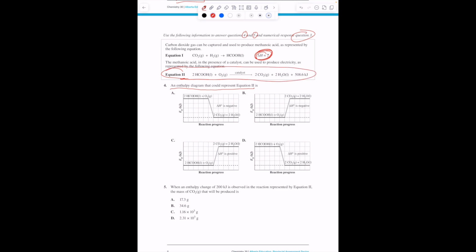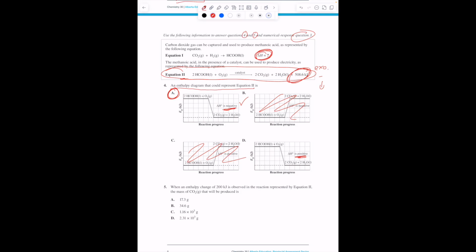First thing I got to look at is I see that this is negative, like it's exothermic because it's on the product side, which means it's a negative, which means the graph has to go down. So it can't be this one, and it can't be this one because those graphs are going up. And then I see delta H is negative. That looks right. Delta H is positive. It's got to be A. That's my answer on that one.